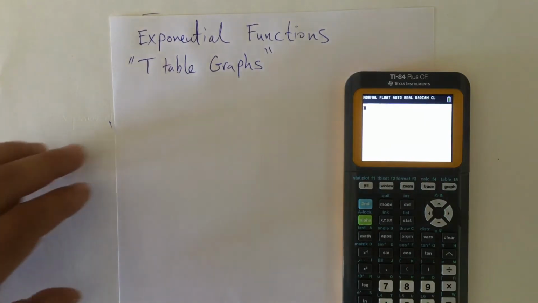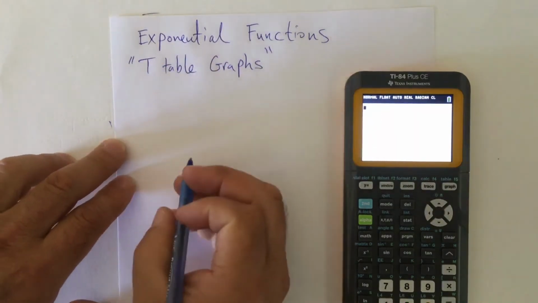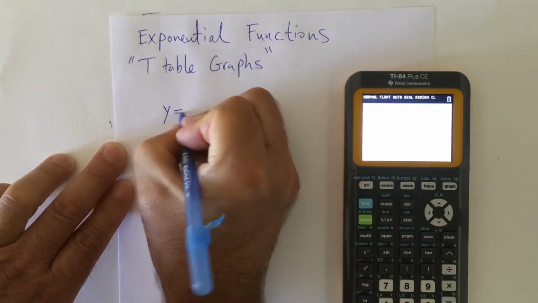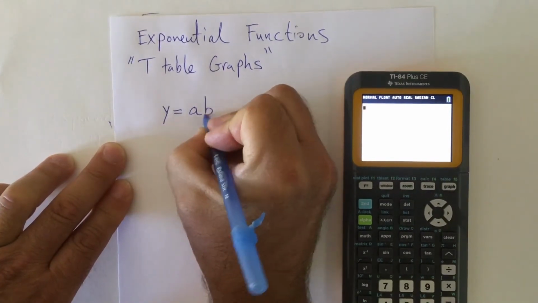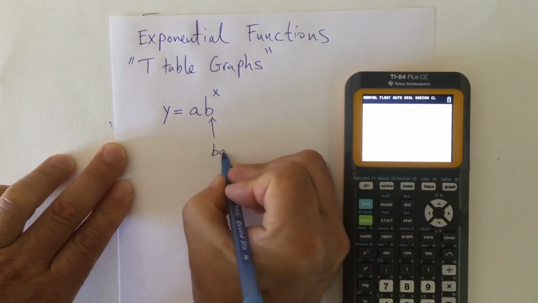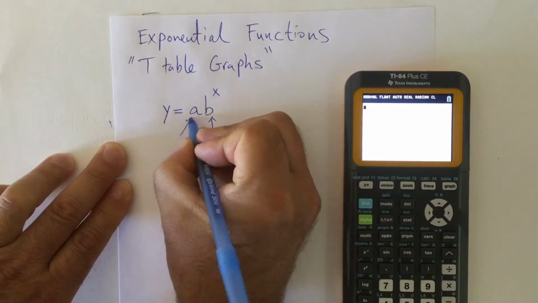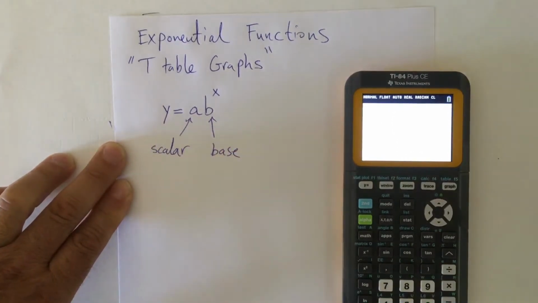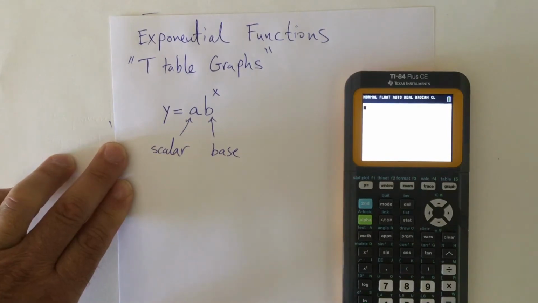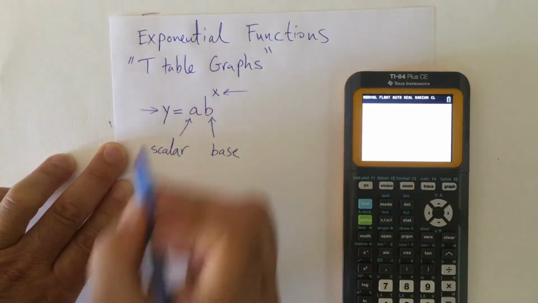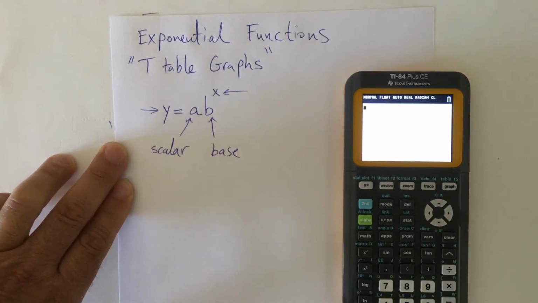So here's what we're going to do. We are going to graph some exponential functions, and an exponential function looks like this. This guy right here is called the base. This guy right here is called the scalar. And they can be any numbers I want to use. Of course, I'm going to plug in numbers for x, I'm going to get out numbers for y, I'm going to plot some points, I'm going to connect some dots.